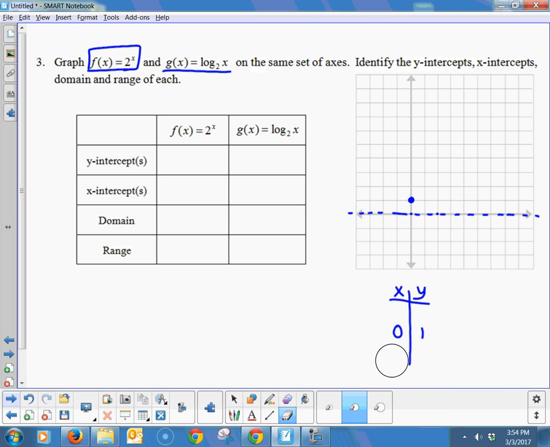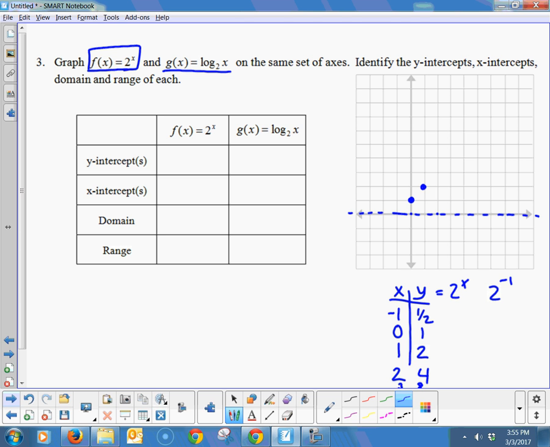2 to the 1. So my equation is y equals 2 to the x. 2 to the 1 is 2. 2 to the 2 is 4. 2 to the 3 is 8. 2 to the negative 1 is a half. So if I just plot these points, 2 is 4, 3 is 8, and there's negative 1, a half, I get my exponential graph just like what's in my toolkit.